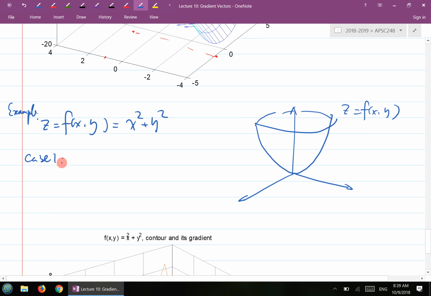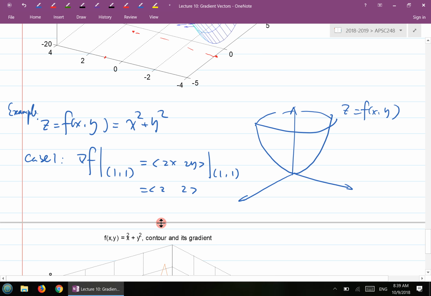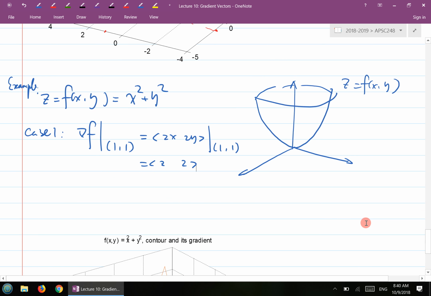I'm going to calculate a gradient vector as this. So del f at one point: 2x, 2y at the point (1, 1), which is (2, 2). Good. So that's the gradient vector. Now this time I'm going to sketch the gradient vector, but not only that, I'm going to sketch an additional curve to put them together.